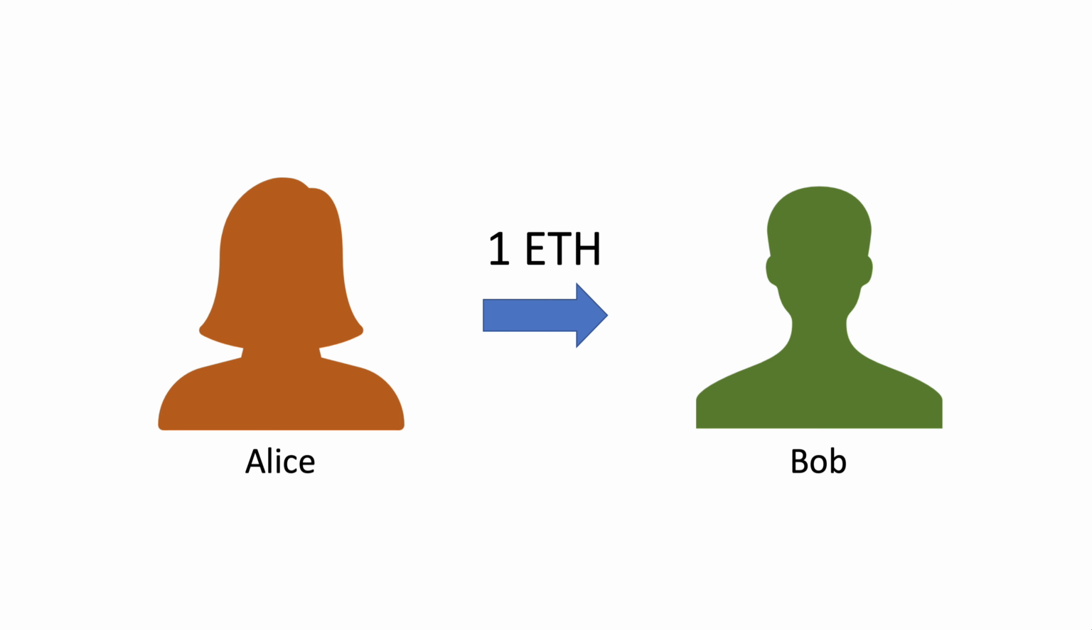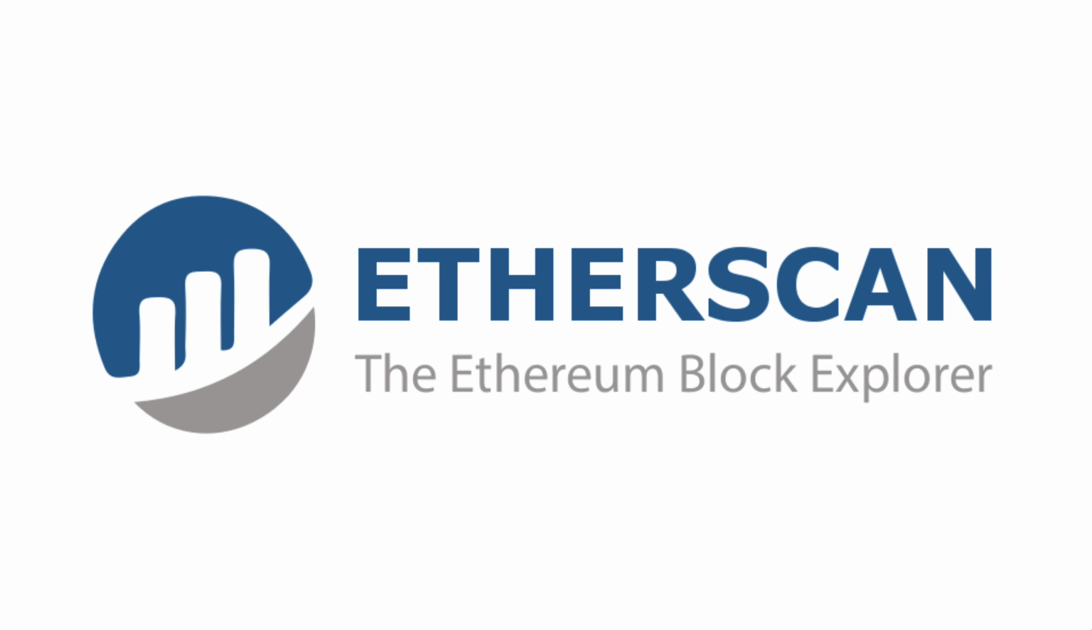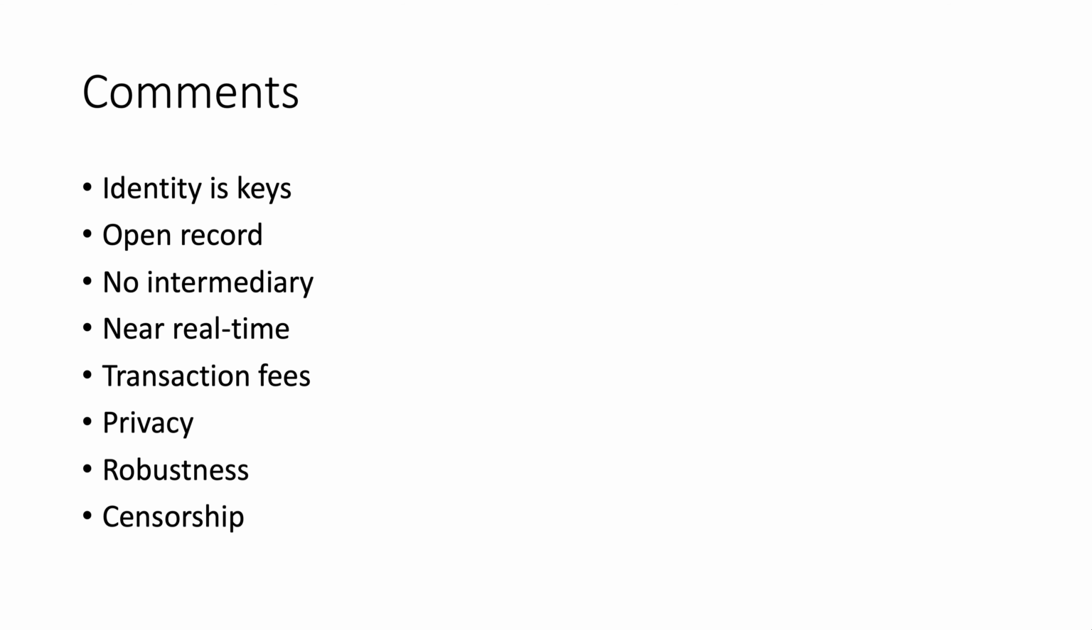Let's go ahead and go back to our slides, and you can see there the operation that we just performed and the confirmation that we made within Etherscan. I'll close by making some comments, and the first one is that identity is done by keys. This is the first system where you can have global agreement, you can have a currency tied to it, and even smart contracts that accompany it.